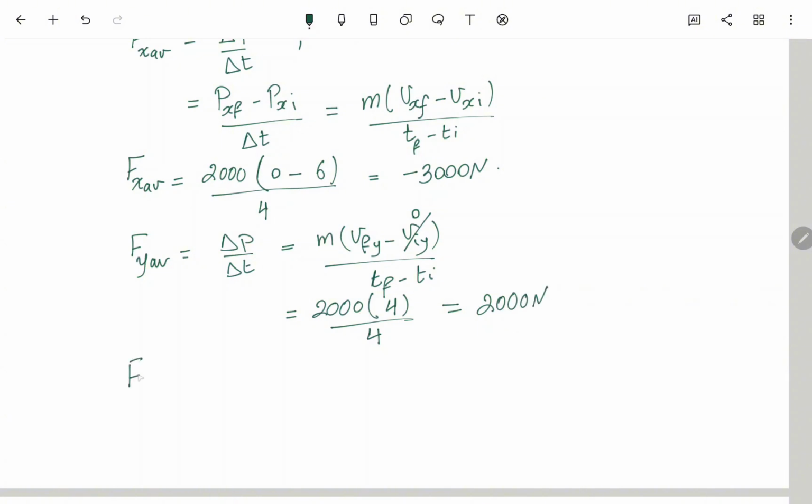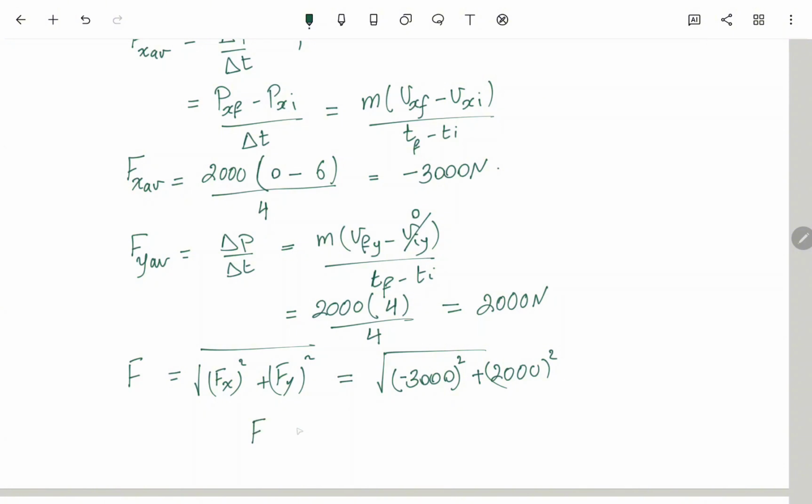Now F here is equal to the square root of Fx squared plus Fy squared, or equal to the square root of 3000 minus, it doesn't matter actually the minus because it's a square, plus 2000 squared. So F in this case here equals 3600 newtons.